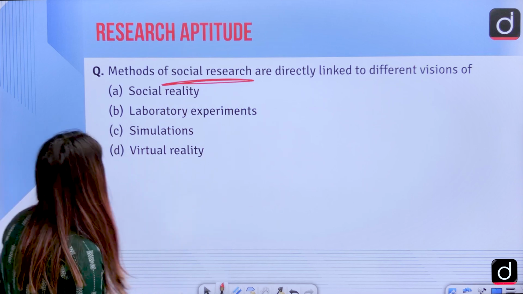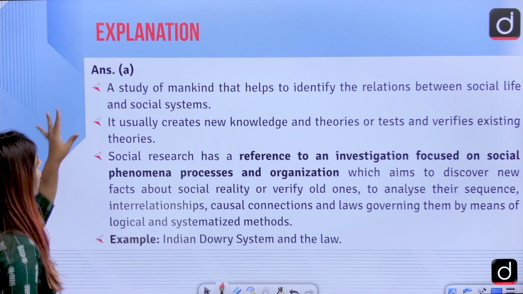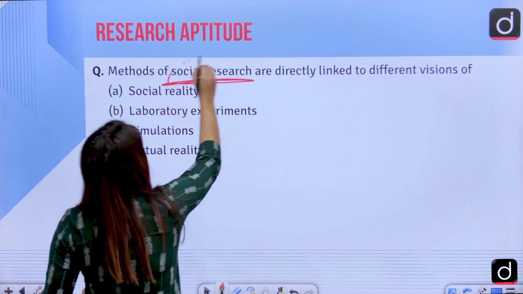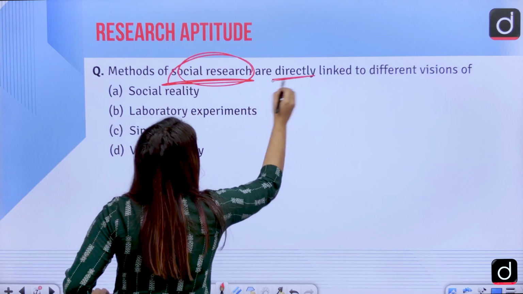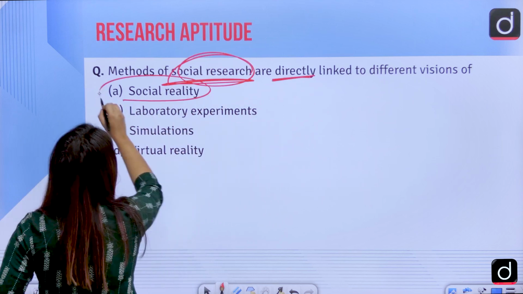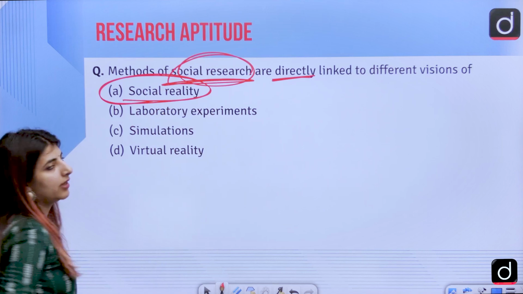Pause your screens again. The answer to this question is option A. Social research is directly linked to social reality.